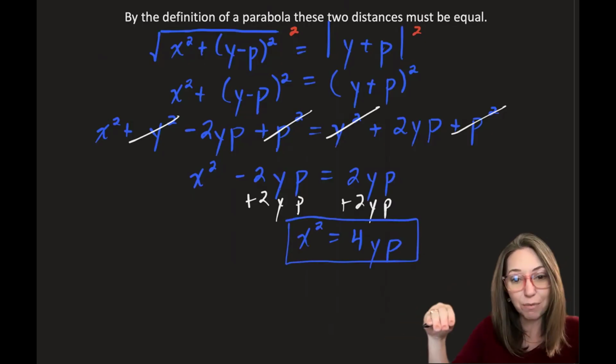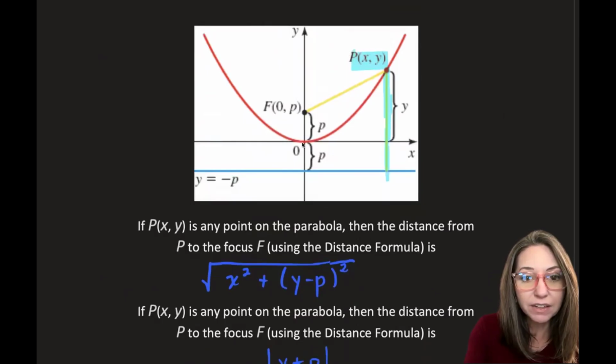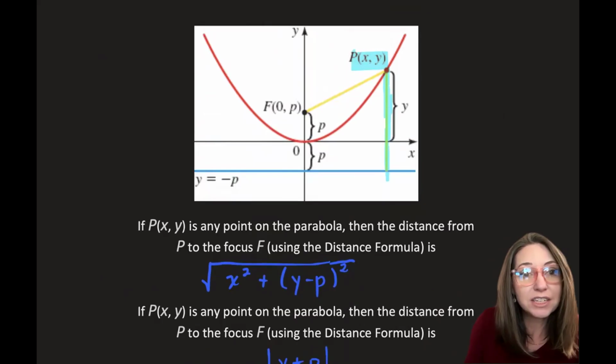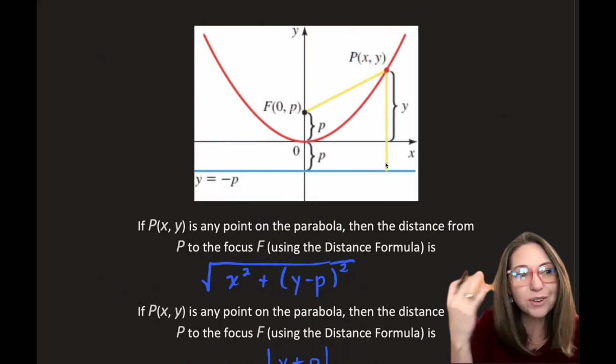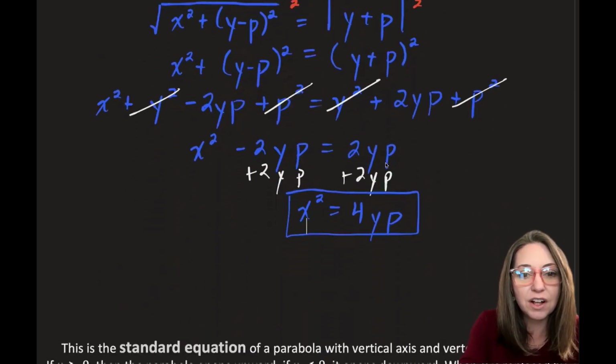So p is that distance from the vertex to the focus, or equivalently the distance from the vertex to the directrix, which are both invisible lines. We don't typically plot those, not the focus and directrix, when we're plotting parabolas, right? But that is the geometric definition of a parabola.